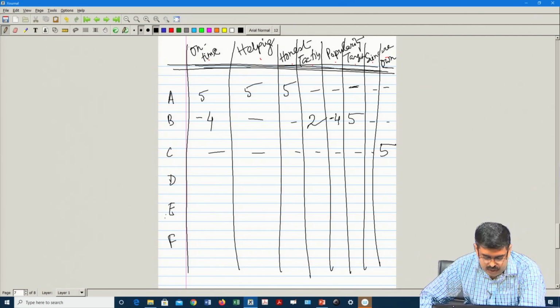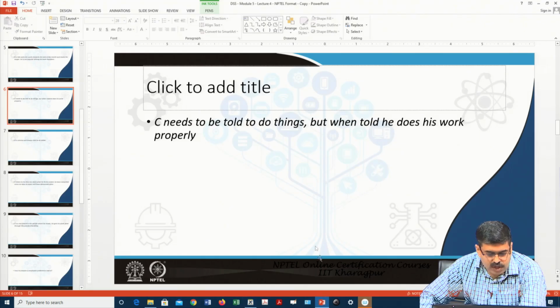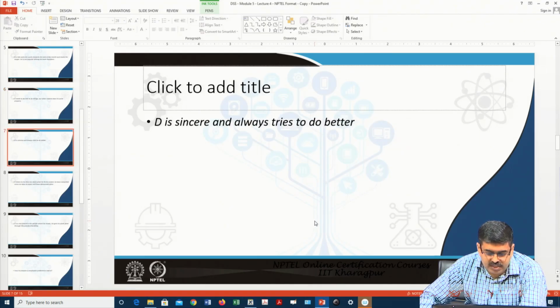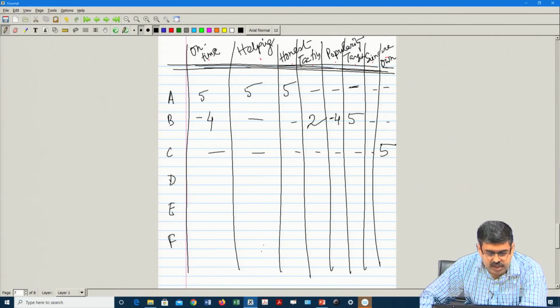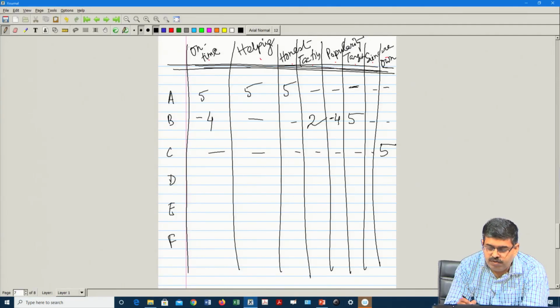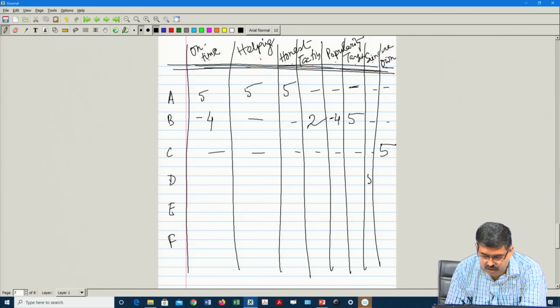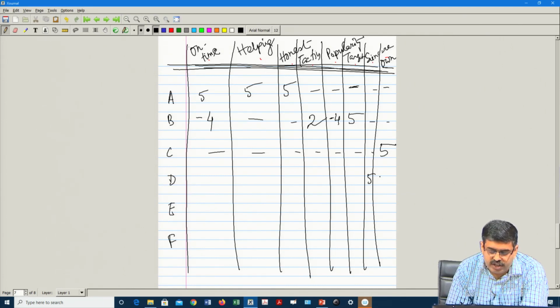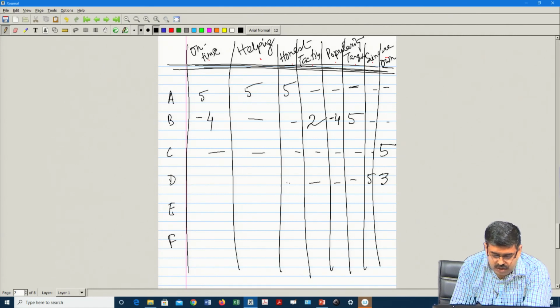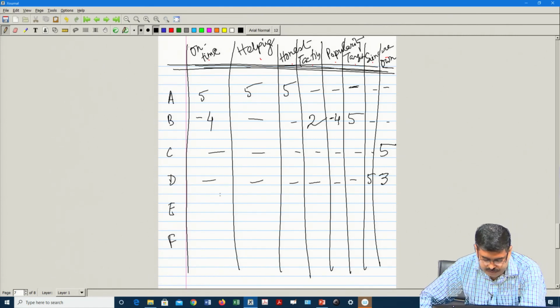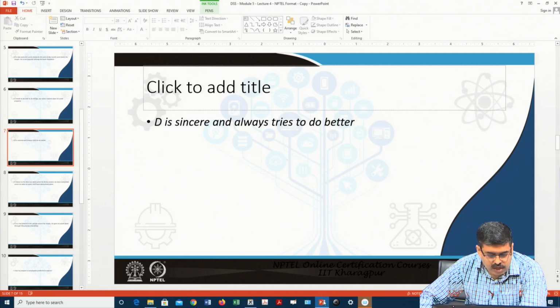For D, D is sincere and always tries to do better. Very good. D is sincere, so always sincere is 5, always tries to do better. So always tries to do better, maybe another 3 here. Let us go to E.